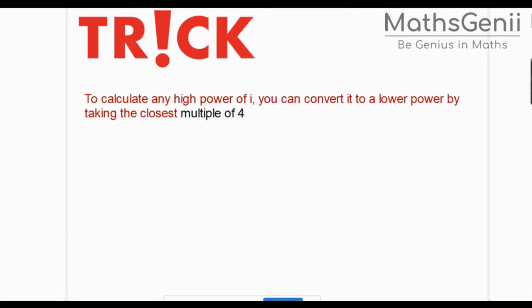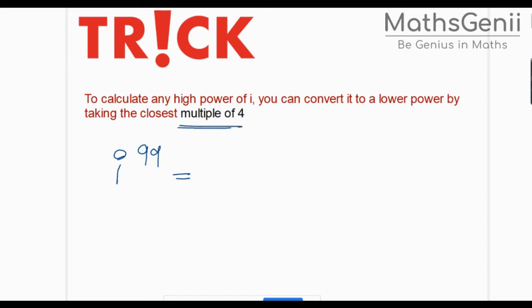Now let's look at a trick. Okay, what is the trick? What will you do when you have to find answers for big numbers? What will you do then? So for example, you have to find the value of i99. Okay, what will you do in this case? You can't write a table of i square, i cube, right? So there is a trick.